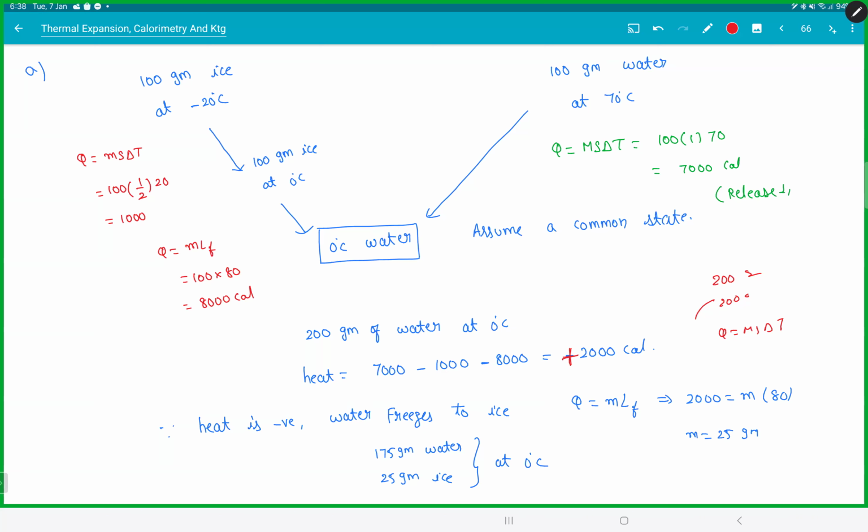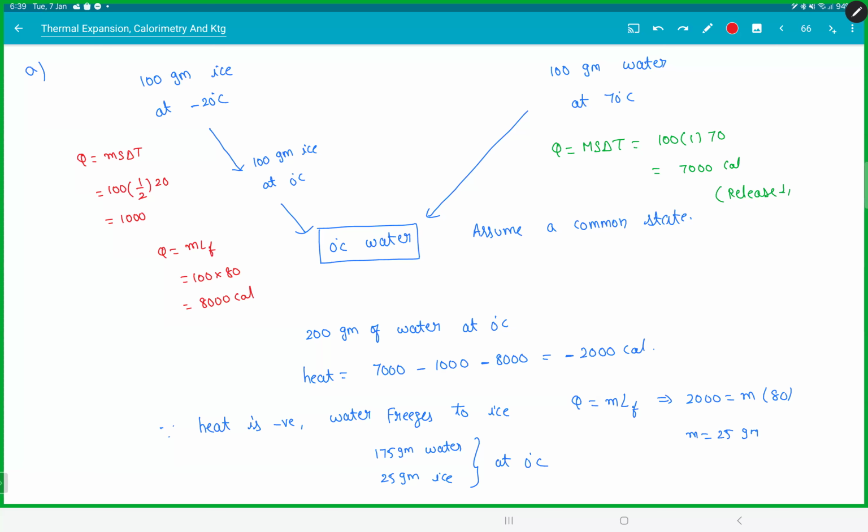Is that making sense? When you use this logic here, you get only three options. Either you'll get positive, negative, or zero. If you get zero, your assumption is right. Everything has become 0 degree water. If you get negative, the water will freeze to ice. If you get positive, water will heat to a higher temperature. Is this making sense, everyone? Anyone confused about what I did?